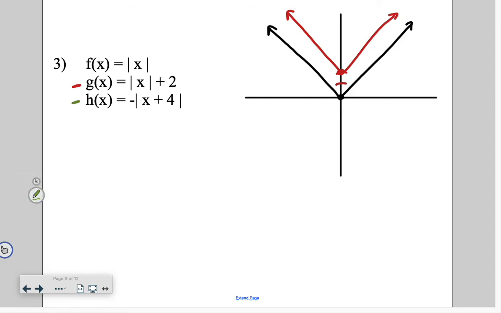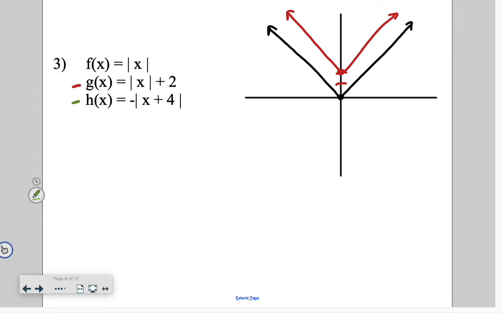How about h of x? Now, if you notice, there's 2 things going on. We've got a negative in front, and we've got a plus 4 on the inside. Let's just do one at a time. What does the negative do? It's a vertical reflection. Vertical because it's outside of the absolute value, and negatives always deal with reflection. So instead, this absolute value is now going to open down instead of up.